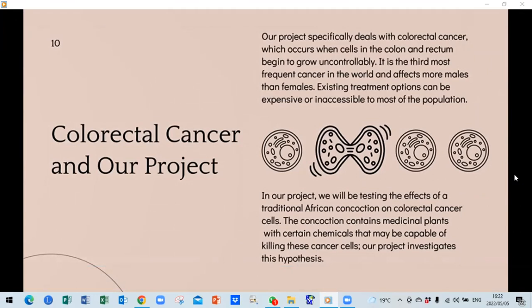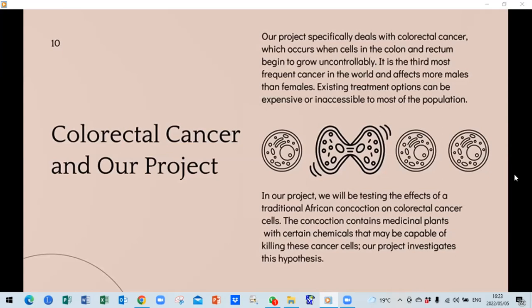Hallmarks of colorectal cancer are changes in bowel habits, rectal bleeding, stomach discomfort, and weight loss without attempting. Existing treatment options can be expensive or inaccessible to most of the population. In our project, we'll be testing the effects of a traditional African concoction on colorectal cancer cells. The concoction contains medicinal plants with certain chemicals that may be capable of killing these cancer cells. Our project investigates this hypothesis.